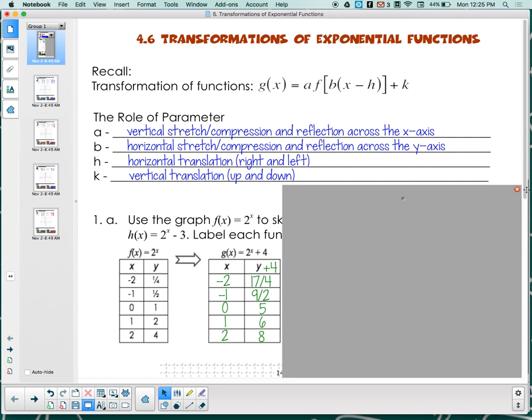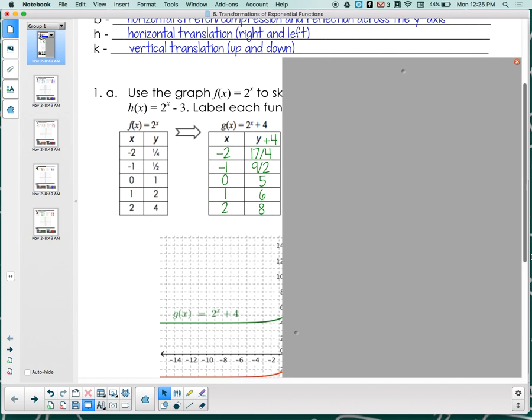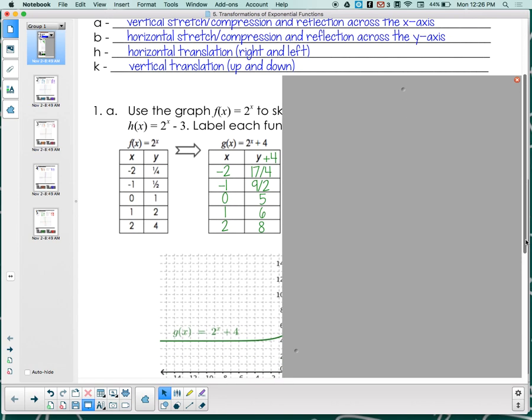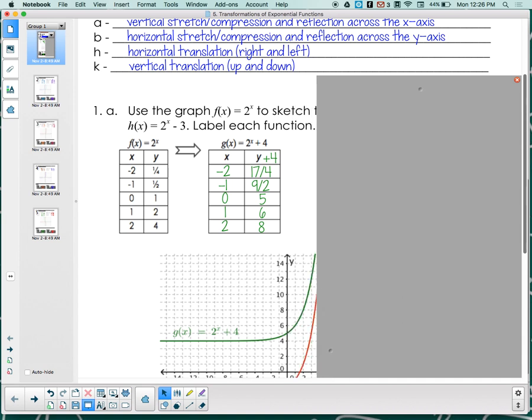So your graph should look like this. Like that. Don't ignore the red. Right? So you'll notice we have moved the graph up 4 spaces, which means what's our asymptote now? At 4. The asymptote is whatever your k value is.